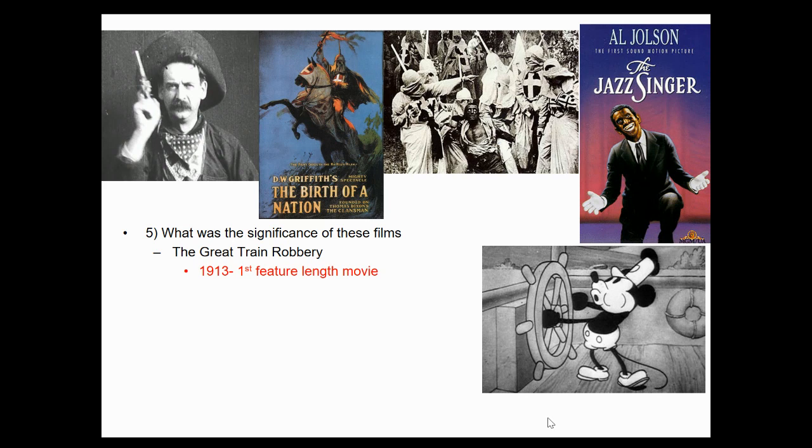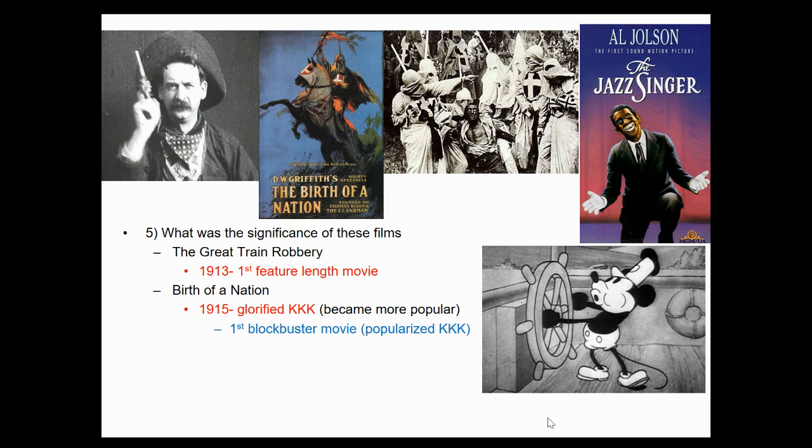In fact, it was the first movie that a lot of Americans saw, right? The first blockbuster movie is Birth of a Nation up there in the middle, guys. It came out in 1915, and it is a movie that glorified the KKK. It basically said that the KKK saved the South, right? It is a complete lie. Okay, but it is the first movie that everybody in America saw. It's the first blockbuster movie. And because of it, this helped to popularize the KKK.